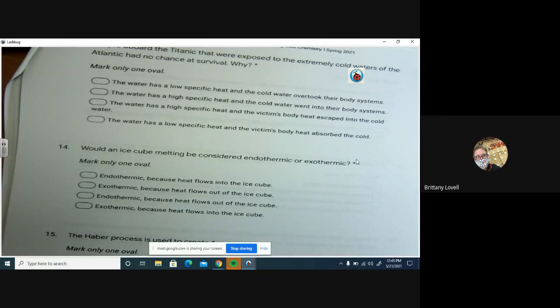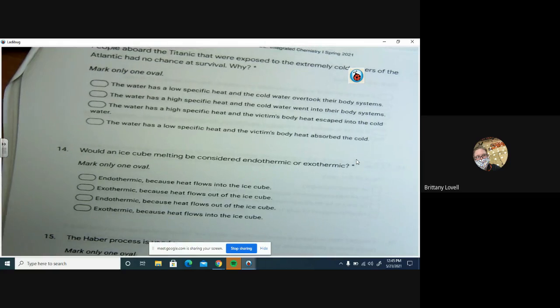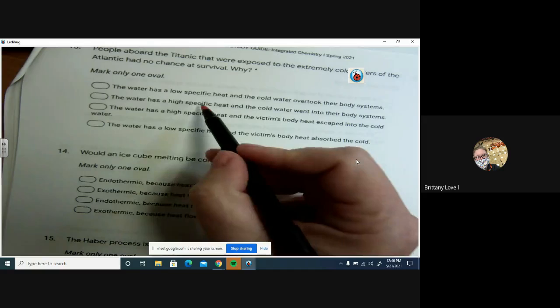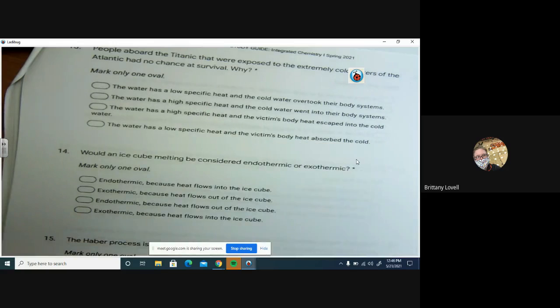Number 13, people aboard the Titanic that were exposed to extremely cold waters of the Atlantic had no choice or no chance of survival. Why? Okay, well, last week we did some fire bubbles at the beginning of the week, and we talked about the reason why we can coat our hands in water and light our hands on fire is because water has an extremely high specific heat. It can absorb a lot of energy. So it's got to be one of these two middle ones.